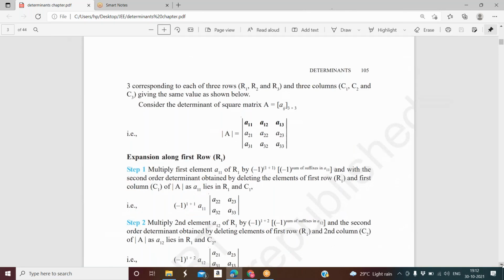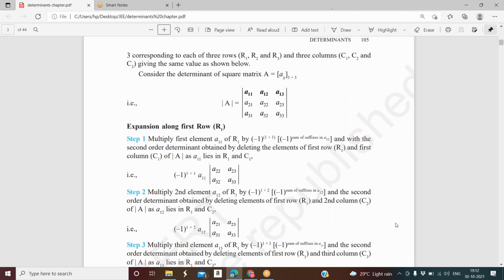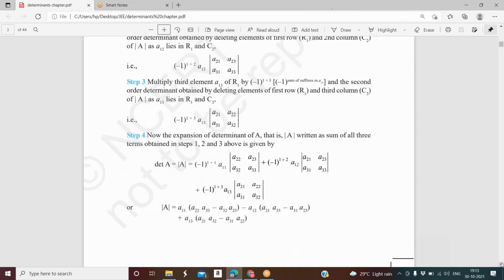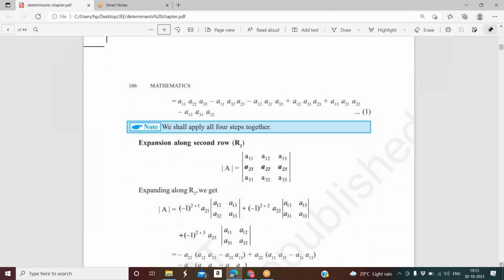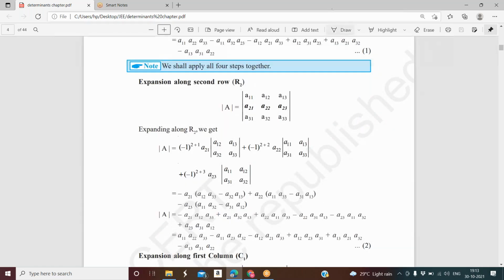It's a 3 cross 3 matrix. We have 3 rows and 3 columns. Now we are going to find the determinant of a 3 by 3 matrix. How to find the determinant of a 3 by 3 matrix?